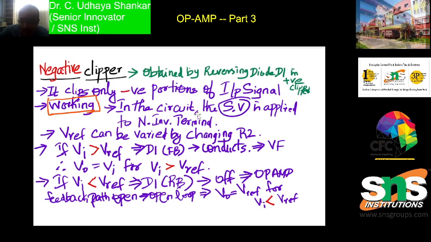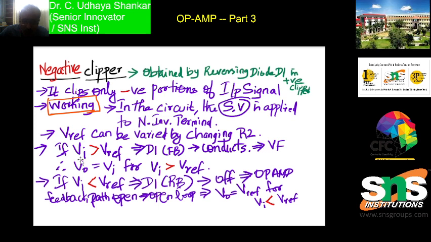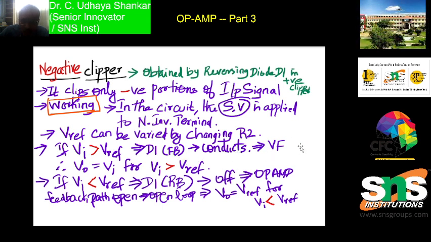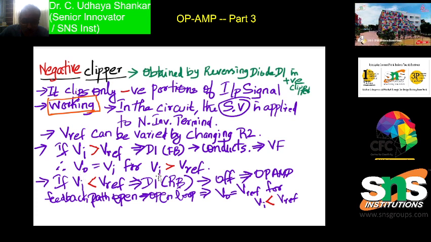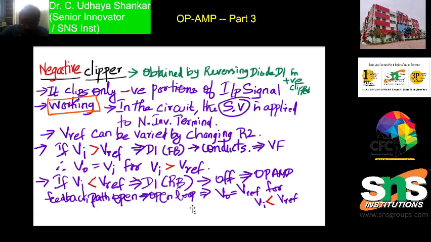The working is as follows. In this circuit, the sinusoidal voltage again is applied to the non-inverting terminal, and Vref can be varied by varying the resistance R2. If Va is greater than Vref, then diode D1 will be forward biased, so it will start conducting and behave as a voltage follower, so whatever input voltage is given will be the output voltage for Va greater than Vref. If Va is less than Vref, then the diode will be reverse biased, so it will be in off condition. The op-amp feedback path only will be acting as an open loop, and because of which V0 will be equal to Vref for Va less than Vref.